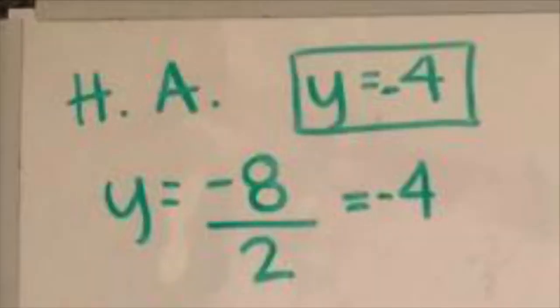In order to find the horizontal asymptote, we must take the values that multiply x squared. X squared is the highest exponent of x in the original function, so that's why we're taking the values that multiply these, which are minus 8 and 2, leaving us with y equals minus 8 over 2, and this equals minus 4. So y equals minus 4 is where the horizontal asymptote is.